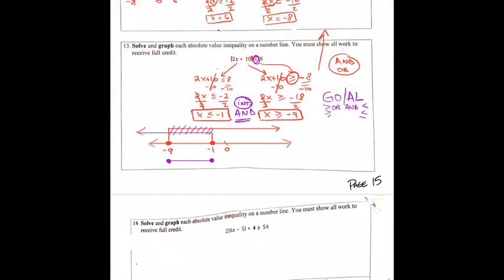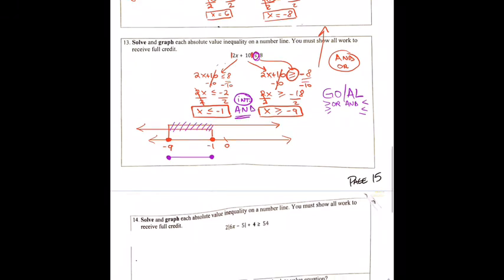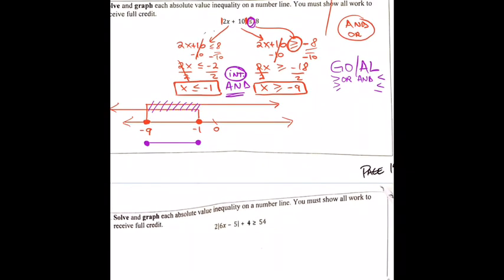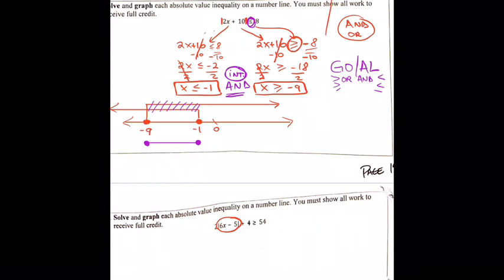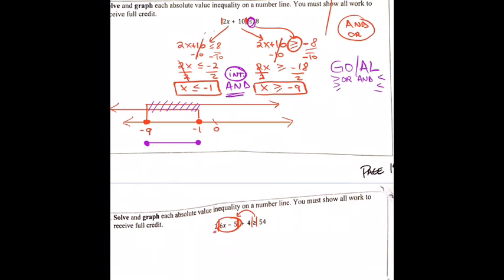Problem number 14 is very similar to number 13. The only extra steps you need to take are the steps needed to isolate your absolute value, because in this case it is not isolated. So step number 1, isolate your absolute value expression. That means on the left side of my inequality sign, I want to have only this absolute value. I want to get rid of the 2 and the 4.